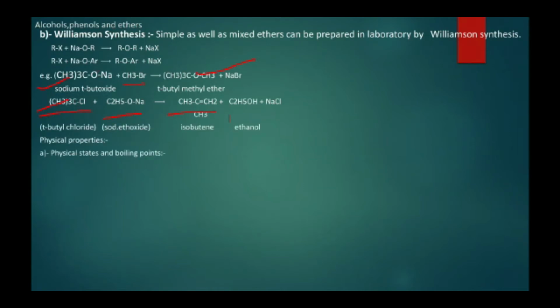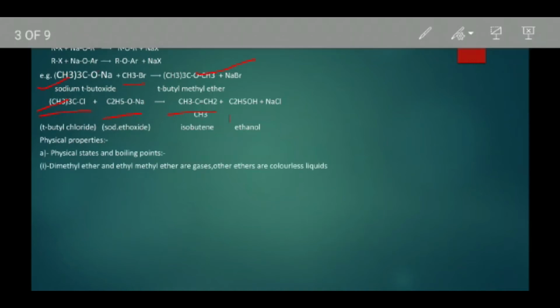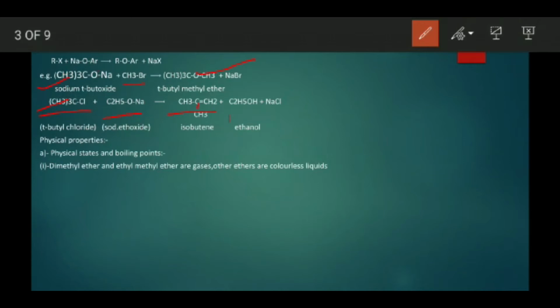Next one. So when tert-butyl chloride reacts with sodium ethoxide, then it forms isobutene. Here is the branch, isobutene, after elimination of ethyl alcohol and NaCl.